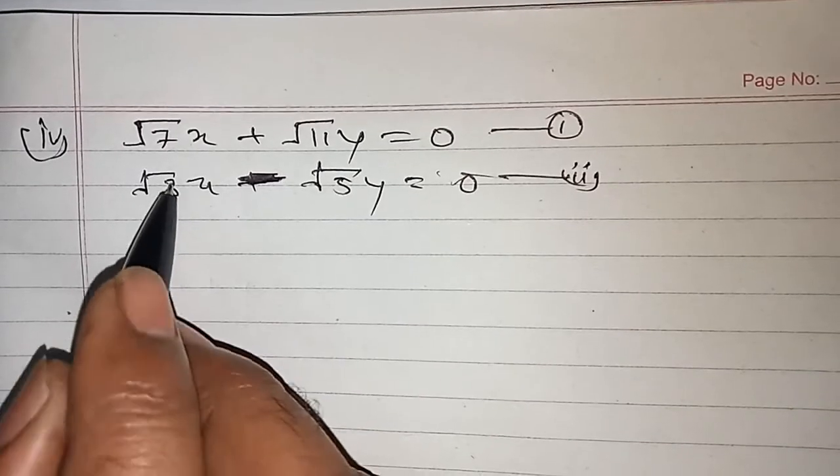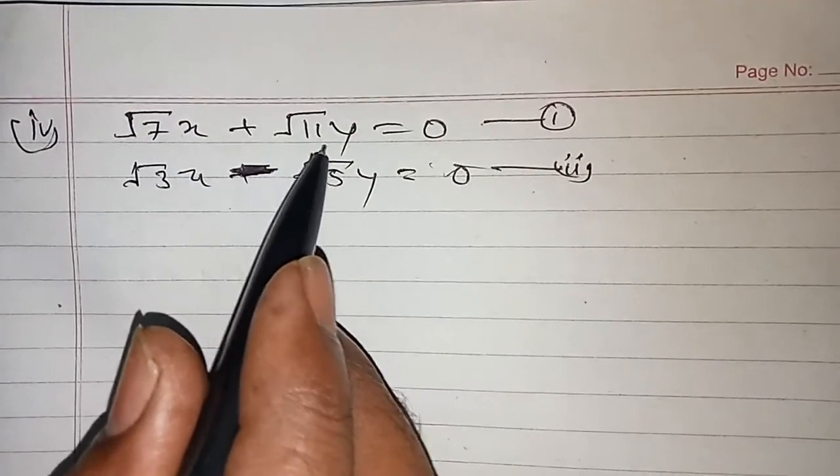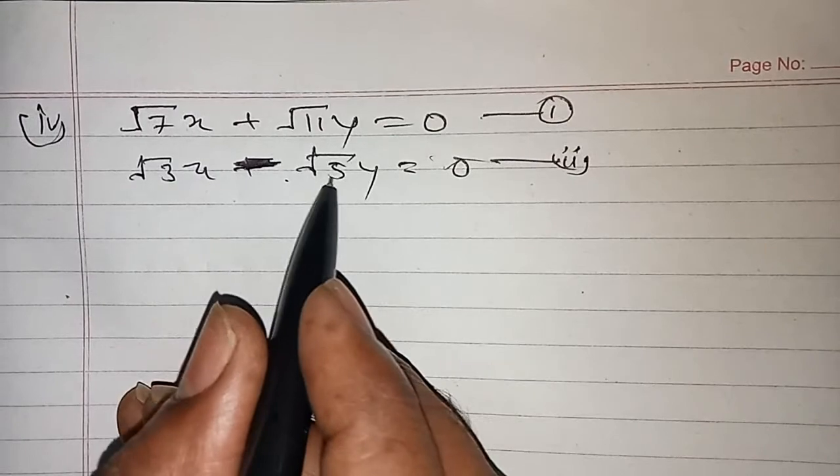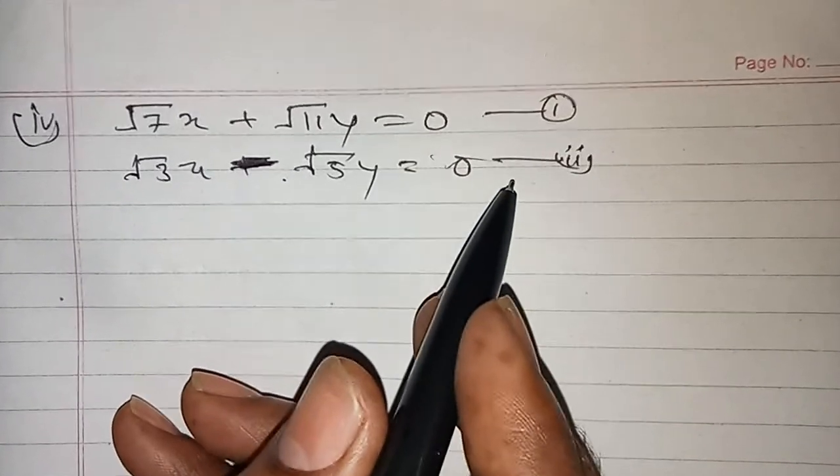Either you change it in decimal 1.1. So x equal to 1.1, y equal to 1 upon 5 is equal to 0.2. So y equal to 0.2 and x equal to 1.1. Question 4 is root 7x plus root 11y is equal to 0, root 3x minus root 5y is equal to 0.